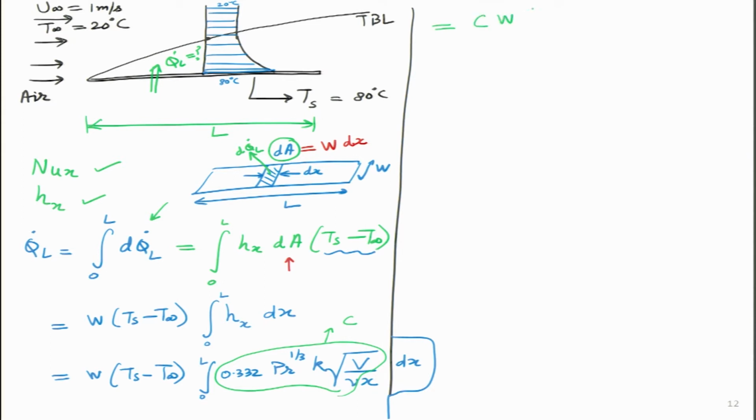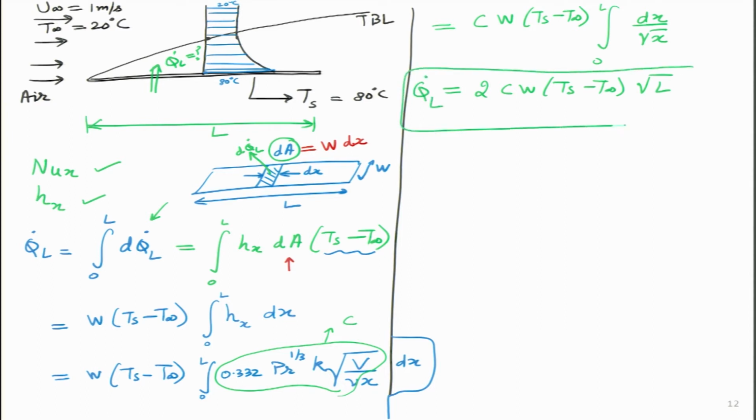So I get C W Ts minus T infinity, and I am simply integrating over L which quantity? dx by square root of x. So this integration is pretty straightforward. It will be simply 2 into square root of x, then I apply the limit, it becomes 2 into square root of L. So 2 I pull outside, then what I get is Ts minus T infinity into square root of L. This is my final answer for Q dot L. All I need to do is plug in the value of C, which I already know from here.